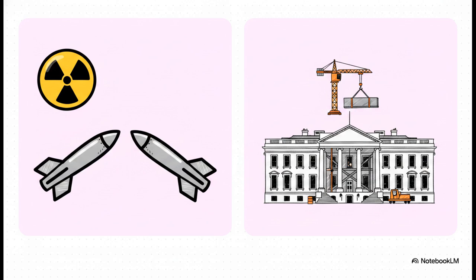FDR had already added a bomb shelter during the war, but by 1948, President Truman actually had to initiate a total structural reconstruction of the White House. He preserved the exterior walls but essentially gutted the inside to ensure the building was fortified for the atomic age.